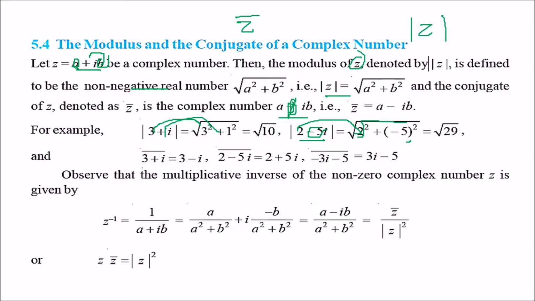Now we want to find the conjugate. 3 plus i, take minus of this, 3 minus i. 2 minus 5i, take the positive of this, means the sign. 2 plus 5i. What about this? You have to change the sign of this. So this will be equal to 3i minus 5.